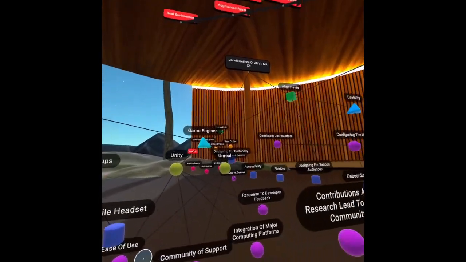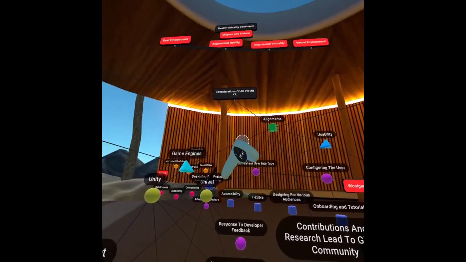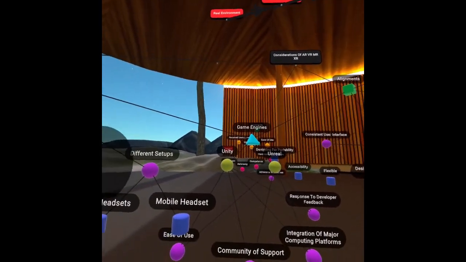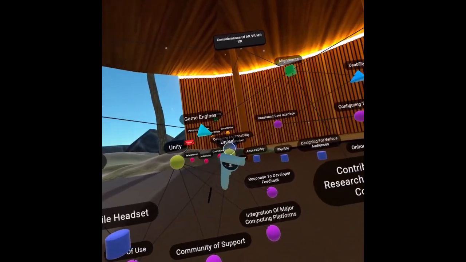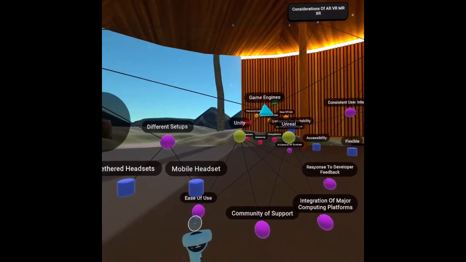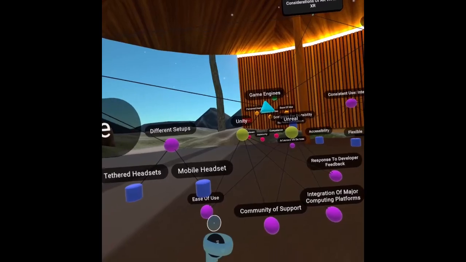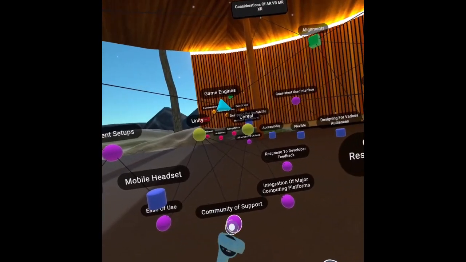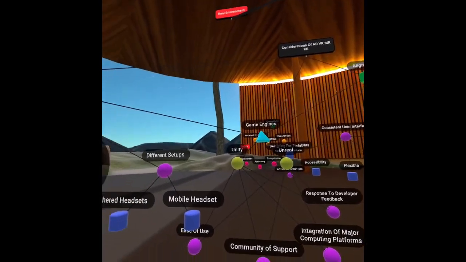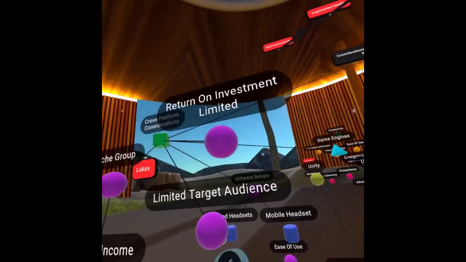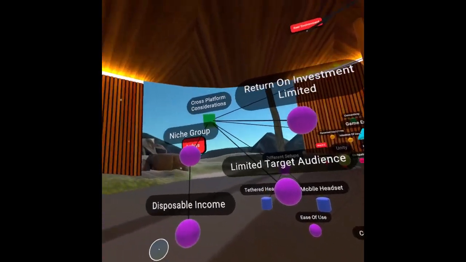Alignments, and this one is really neat for game engines here. You can see the connection for alignments in game engines. They talked in Lucas quite a bit about Unity and Unreal, and more specifically about Unity. They talked about Unity having a lot of success because of its ease of use, its large community of support, and its integration of major computing platforms. And that brings us to the connection to our cross-platform considerations.